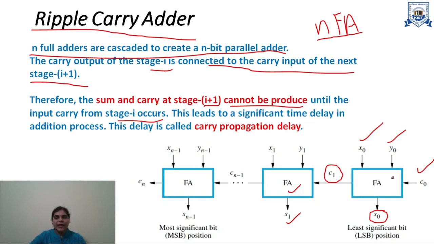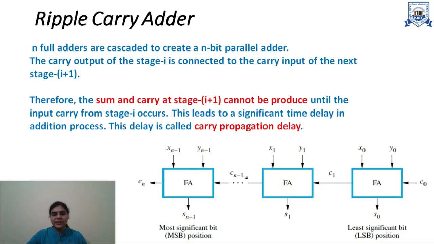So this carry propagation from one stage to another is called carry propagation or ripple carry. And this propagation leads to a significant time delay in the addition process. This delay is called carry propagation delay. So due to the propagation of carry, some delay is introduced in producing sum and carry at higher stages. So this delay will be called carry propagation delay.